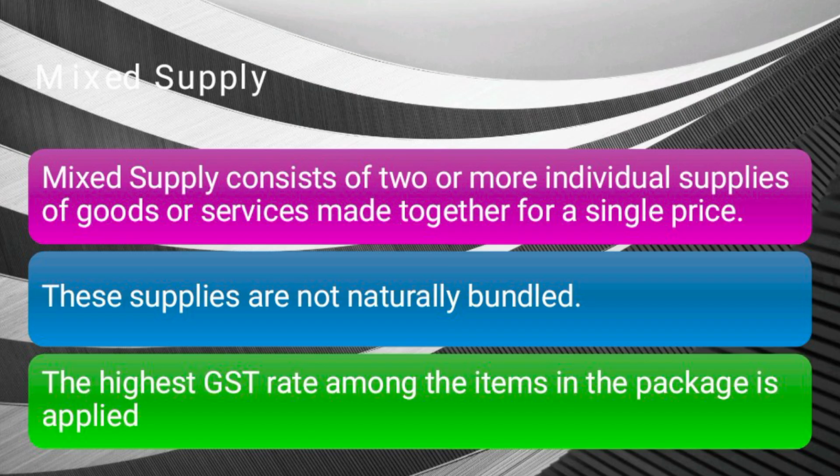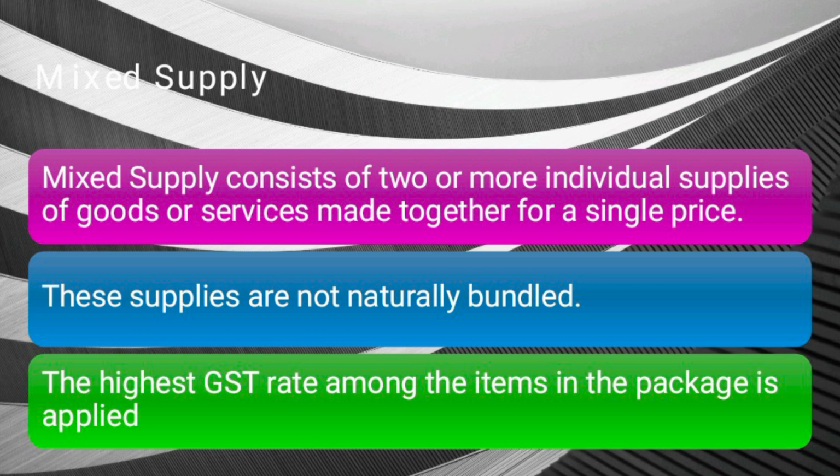What is the difference from composite supply? In composite supply, the combination is naturally bundled, but in case of mixed supply, it is not naturally bundled. Taxation in case of composite supply means the tax rate of the principal item will be applicable, and here the items are combined together in an artificial manner, so the item having the highest tax rate out of the items combined together will be applicable to the whole item.